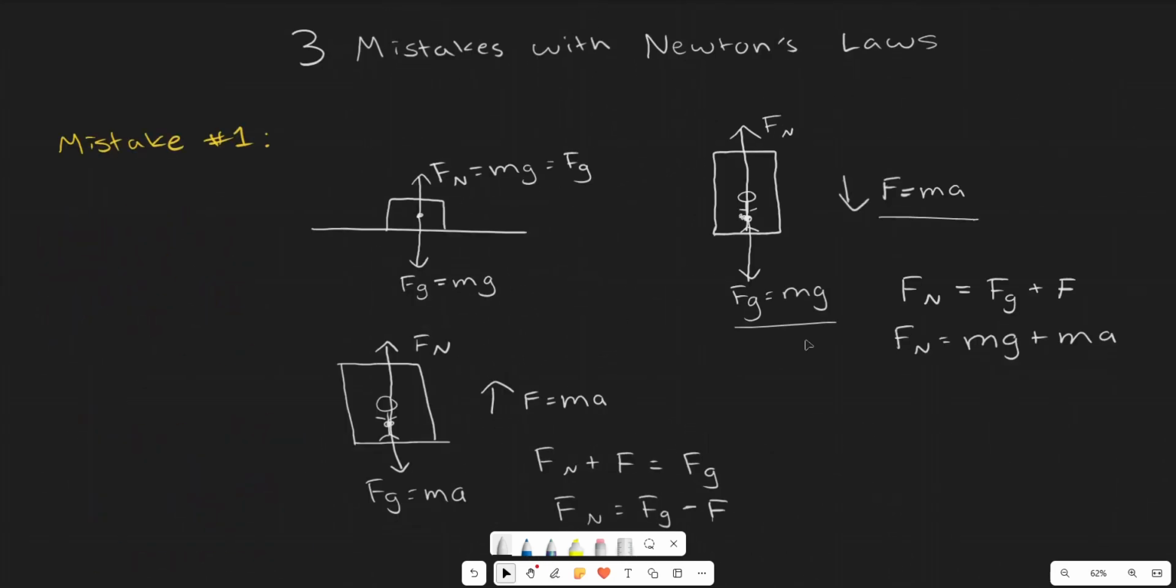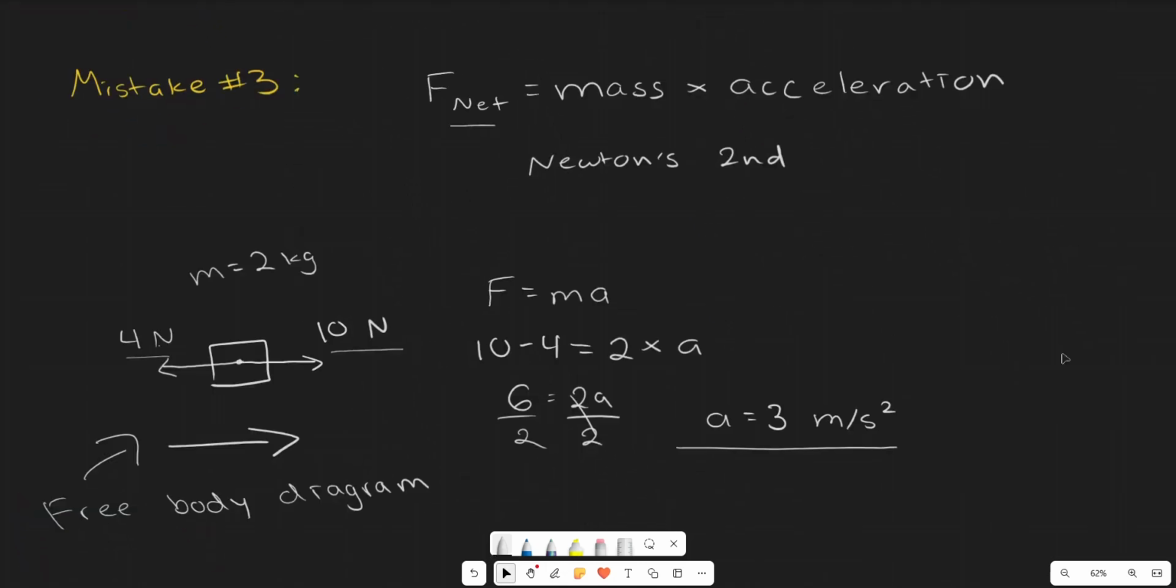Drawing a free body diagram helps us because it helps us sum the forces that are acting in different directions, and it just makes it a lot easier to tell the normal force. So yeah, all of these mistakes can be fixed just by drawing a free body diagram whenever you're solving a problem. And that is it.